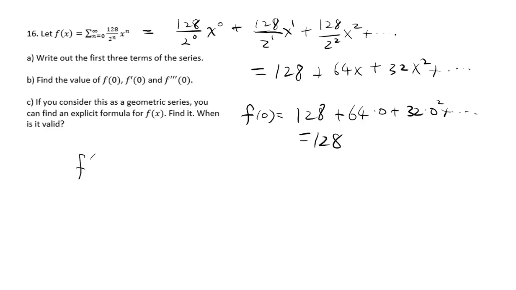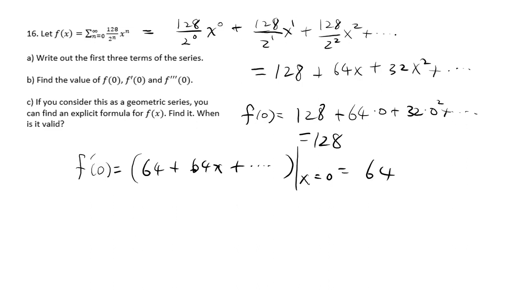What about f prime of 0? Well, first you differentiate this. 128 will just go away. You're going to get 64 plus 64x plus something something. Right? That's what you get if you differentiate these, and then you're setting x equal to 0, so it's going to give you 64 because everything afterwards is going to vanish.